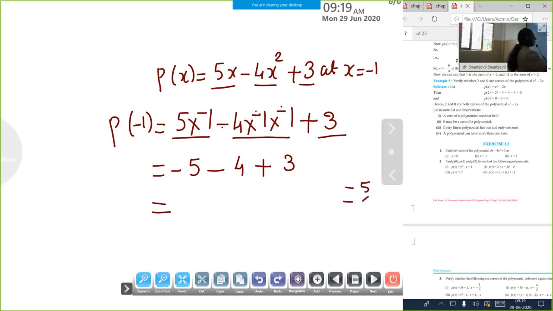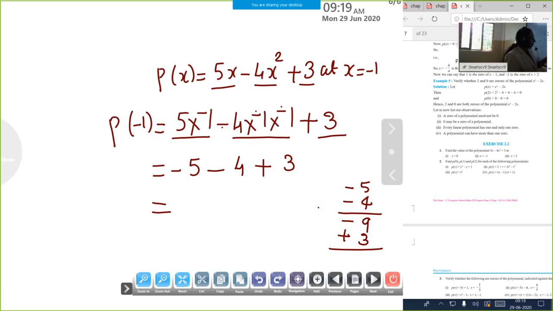When you write downwards, it is easy for you. Minus 5 minus 4. Two same signs, you need to add them and put that sign itself. It's minus 9. And the last term is plus 3. Minus 9 plus 3. Minus 5 minus 4, the answer is: two negatives, same sign. Add it, put the same sign. So the answer is minus 9.